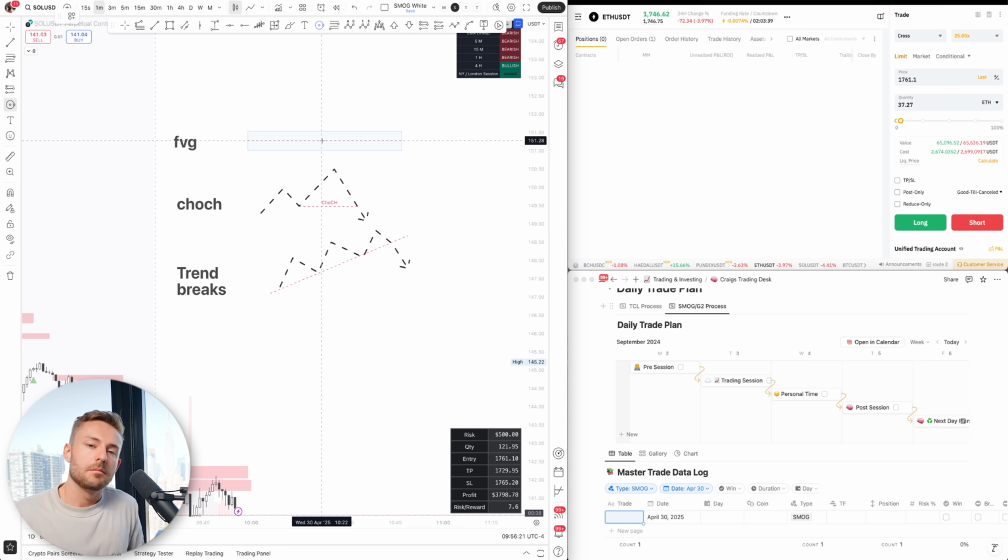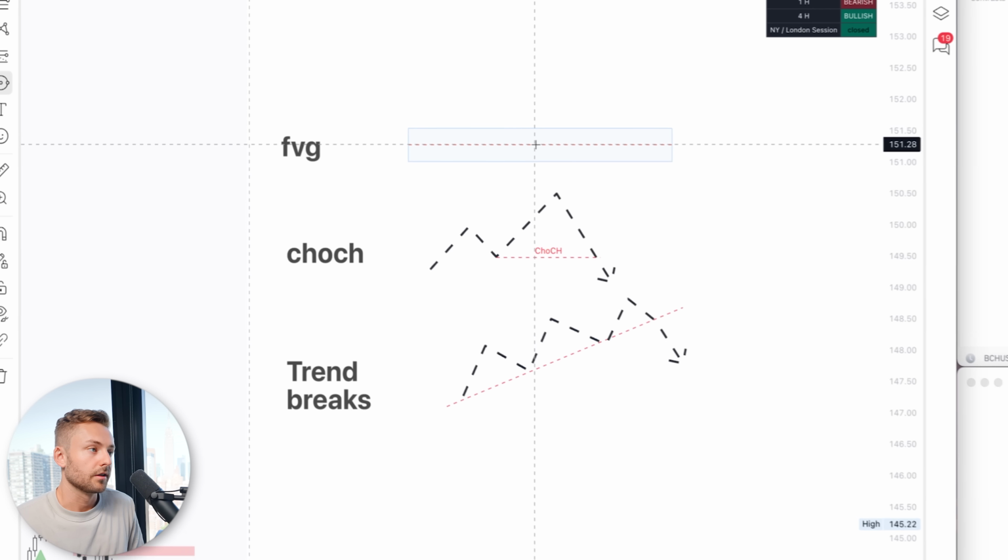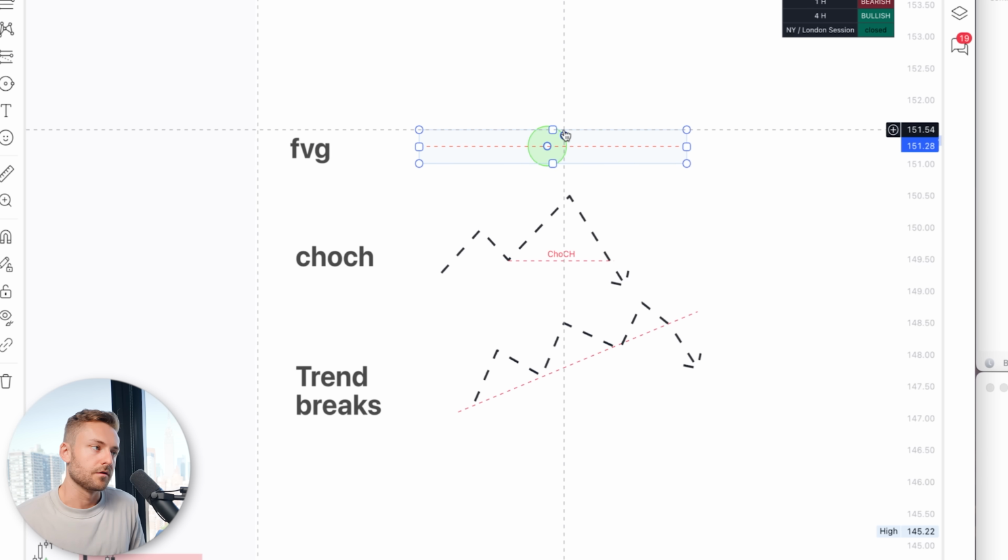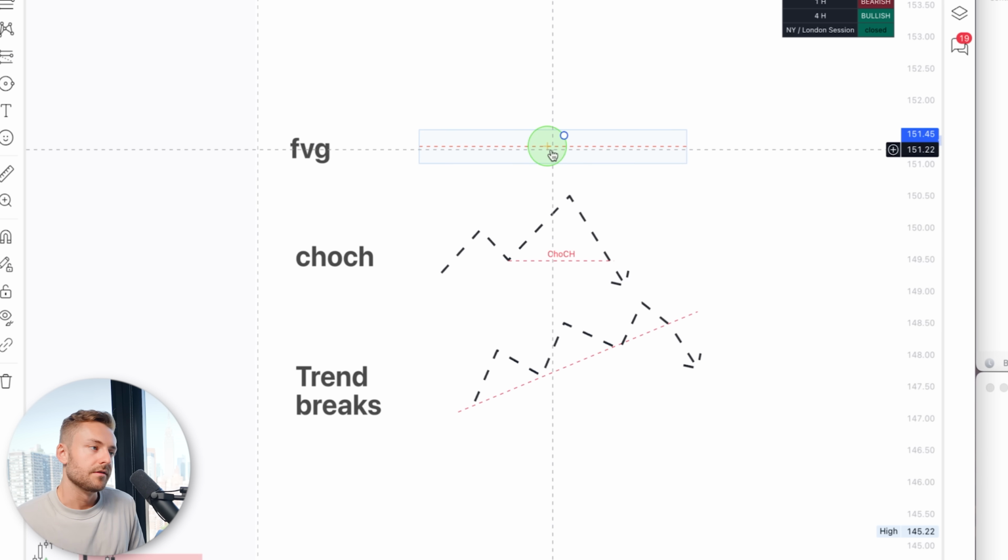So for this approach today, these are the 3 things that I'm going to be looking for. I'm going to be looking for something called a fair value gap, which I'll explain to you if you don't already know as we're trading. So I'm going to be entering in the middle of these fair value gaps.